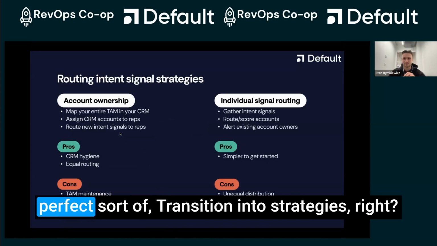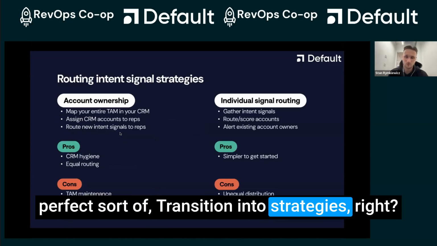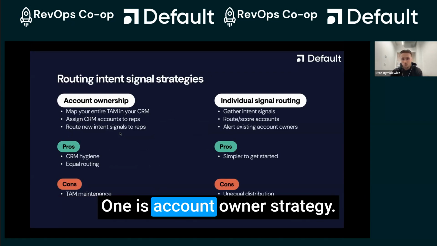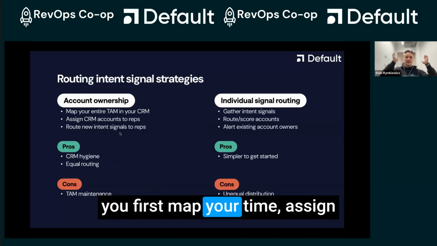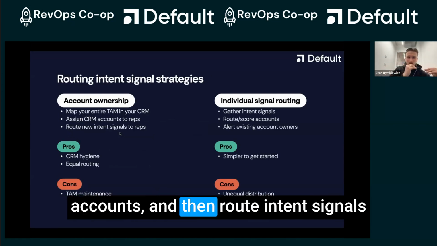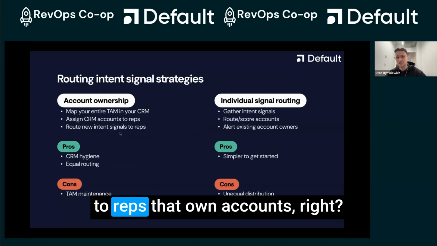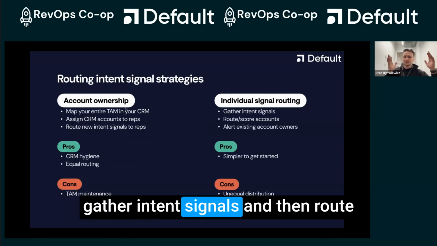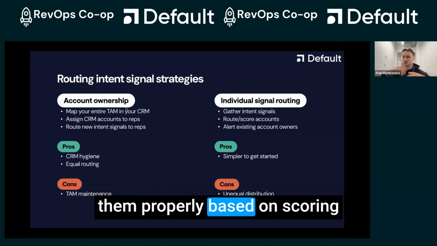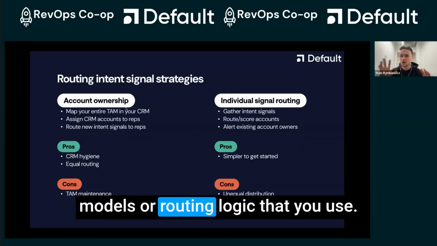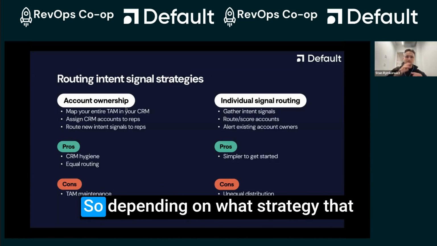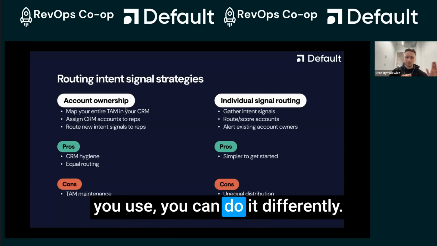Yeah, great question. Perfectly transitions into strategies, right? So for intent signal strategies, there are basically two. One is the account owner strategy. You first map your TAM, assign accounts, and then route intent signals to the reps that own those accounts. The second intent signal strategy is you gather intent signals and then route them based on scoring models or routing logic that you use. And maybe if there's an existing contact, you alert the owner, right? So depending on which strategy you use, you can do it differently.